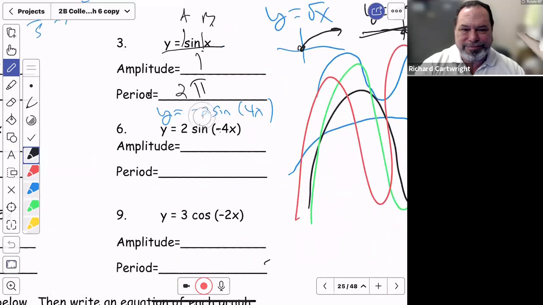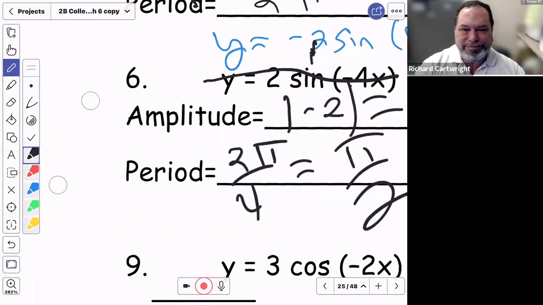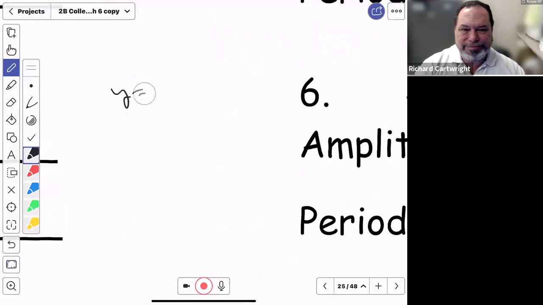So I know that's going to cause a problem when I graph it, but let me just do the amplitude. I'm not using this one now, I'm using this one. Absolute value of a negative 2 is still a 2. It's the same amplitude. Period, 2 pi divided by the b, which is 4, is pi over 2. So much nicer than thinking of negative numbers in there. Now, what does that mean about that? I'm going to do that graph real fast here. It's a negative 2 sine of 4x. Y equals negative 2 sine of 4x.